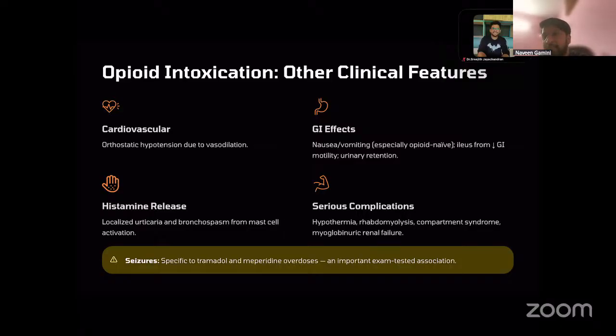Next come the serious complications. There can be hypothermia, rhabdomyolysis, compartment syndrome, and myoglobinuric renal failure, each complication leading to the other. And you need to understand that specific to tramadol and meperidine overdoses, the intoxication causes seizures. So only tramadol and meperidine can cause seizures. It's not common to every other opioid.